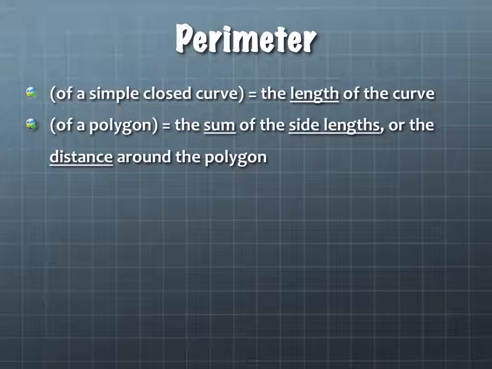Okay, a few more things in this section. Perimeter. Who's heard of perimeter before? All of you have, okay. So perimeter, we're going to talk about first of a simple closed curve. This is the length of the curve. Okay, just the length of the curve. Polygons is what we usually do this for, though. So the perimeter of a polygon is the sum of the side lengths, or sometimes you'll hear it called the distance around the polygon. We kind of use those interchangeably because, of course, they mean the same thing.